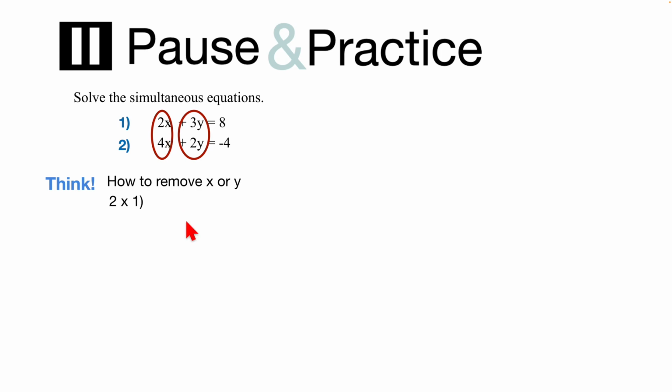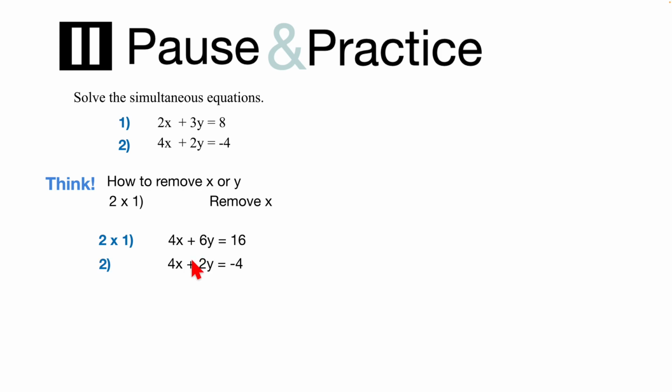So 2 times 1, and then I'll remove the x. So 2 times 1 is equal to 4x plus 6y equals 16. And the original 2 is 4x plus 2y equals minus 4. So I have got 4x in both equations, which is essential because I'm going to eliminate those two by subtracting one from another. The sensible subtraction really is to subtract 2 from the top, because that'll leave me 4y, and then subtracting minus 4 is adding 4. So that's what I'll do.